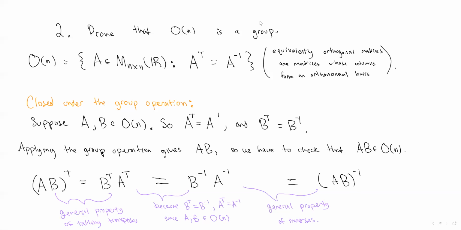So this always works in any group, that AB inverse is B inverse A inverse. So we've shown that AB transpose equals AB inverse. Hence, AB is an element of ON. So we've checked that ON is closed under the group operation. Next, we have to check that it contains an identity element.